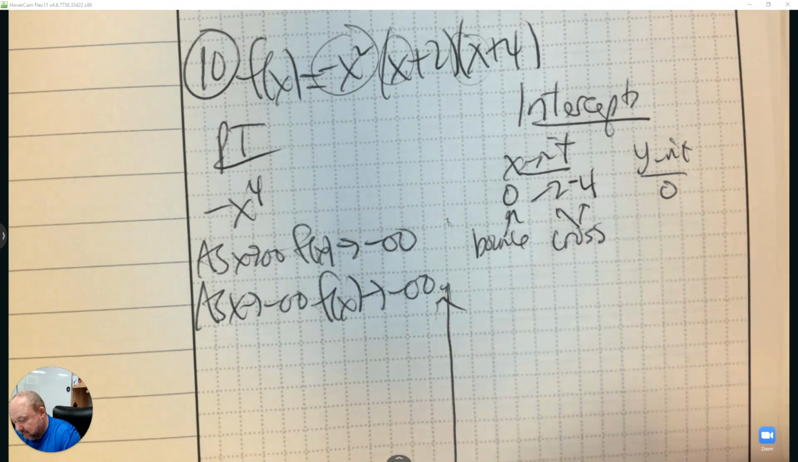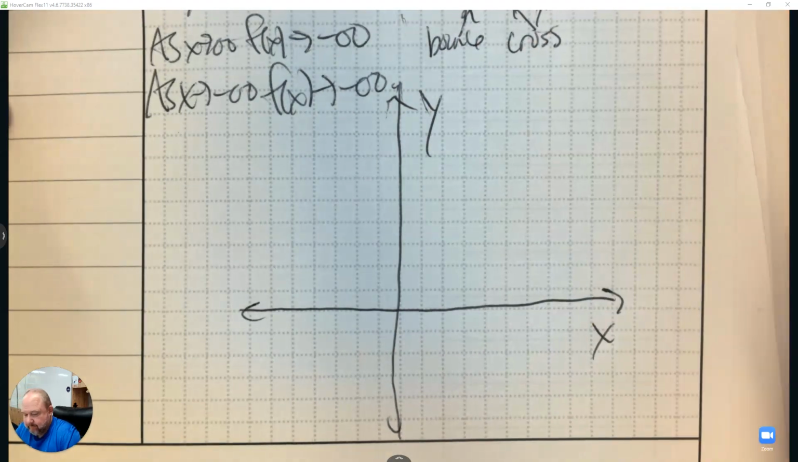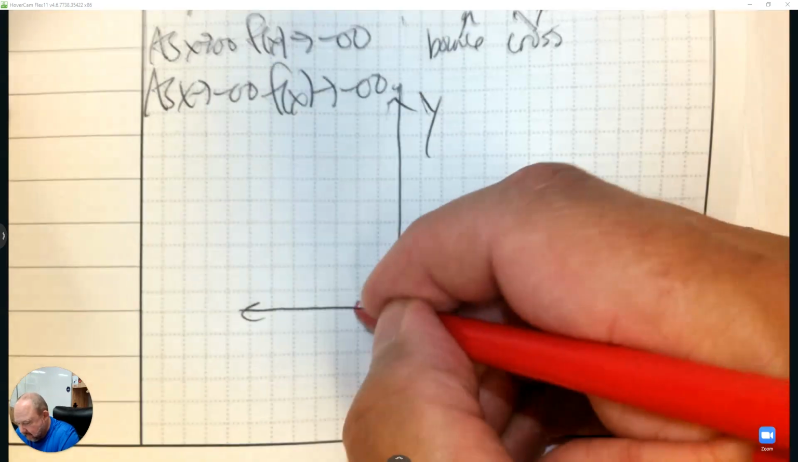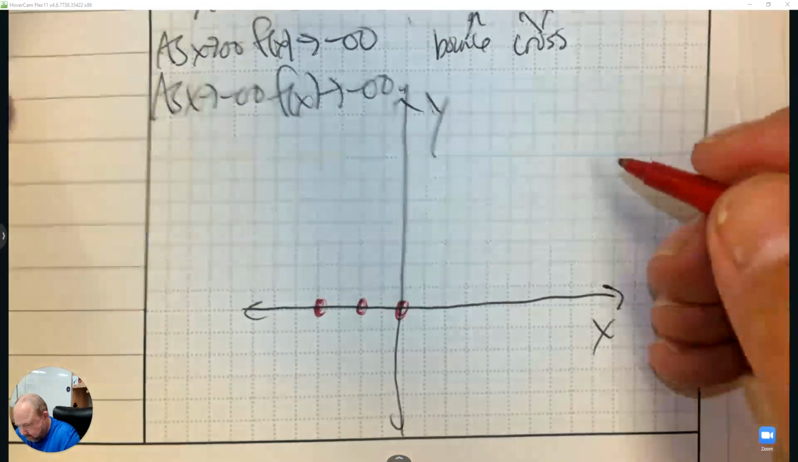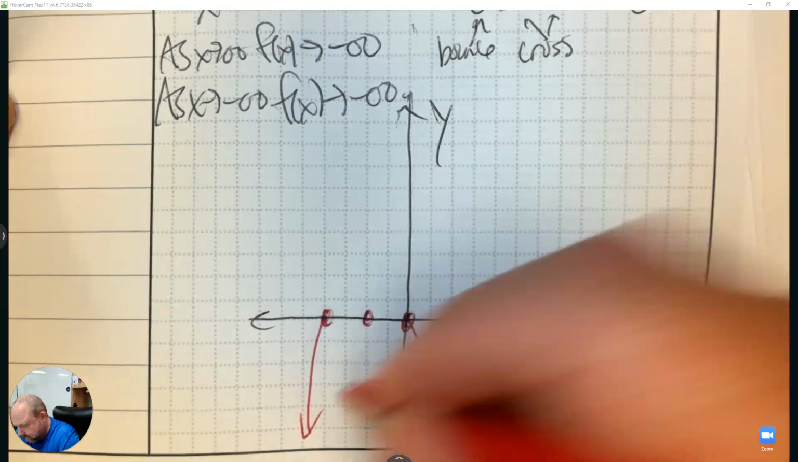Trying to make sure I have enough space for what the points are going to be. So put the intercepts on here. So it's 0 at negative 2 and negative 4. Know that both ends go down.